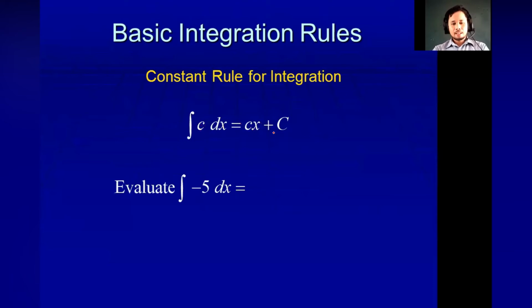So evaluate, what is the integral of negative 5 dx? Our answer is, copy negative 5, multiply that by x, because here we have x variable. So negative 5x plus c.